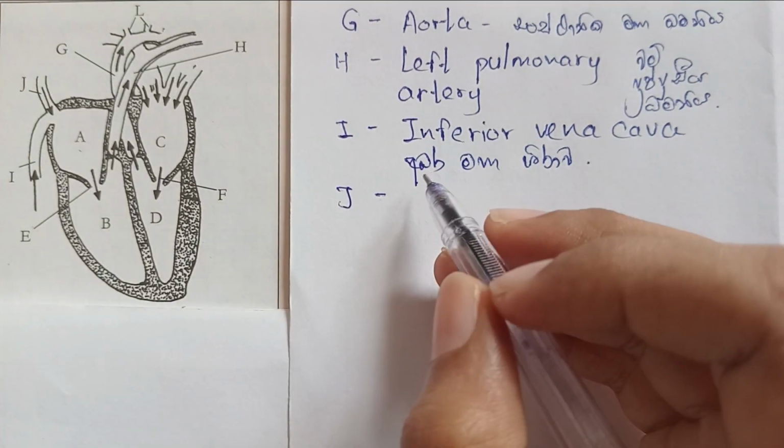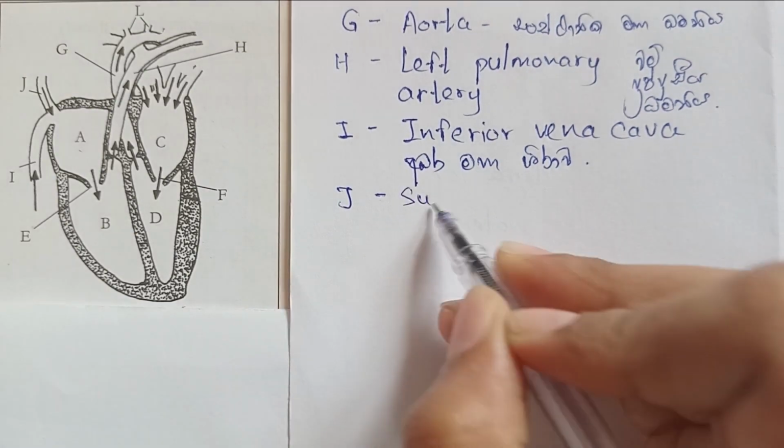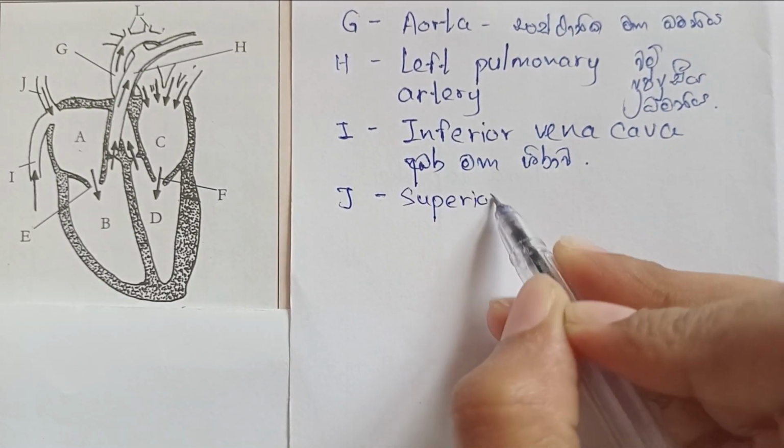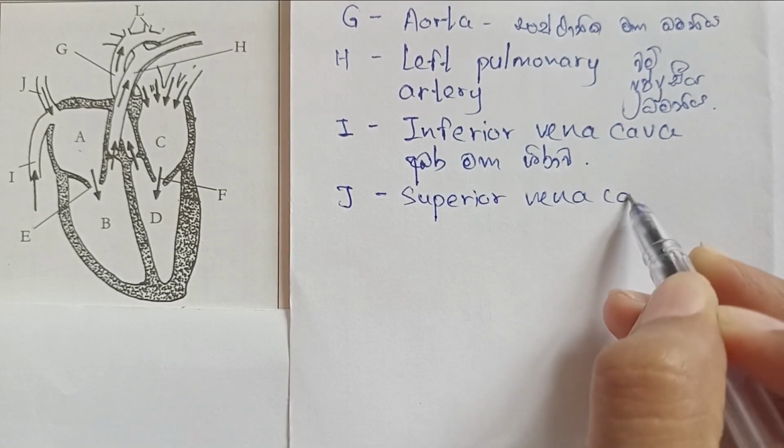The structure labeled as J, we know that it is the superior vena cava.